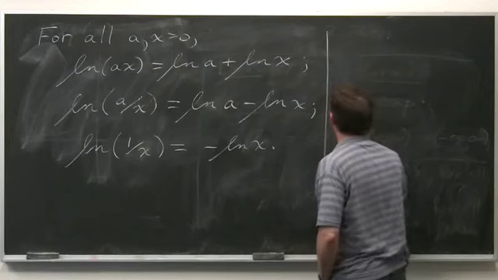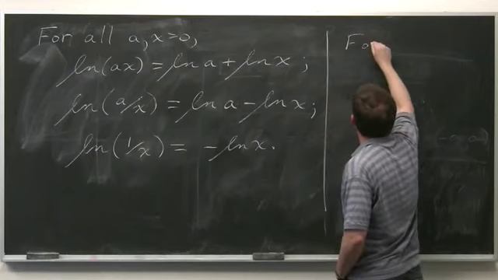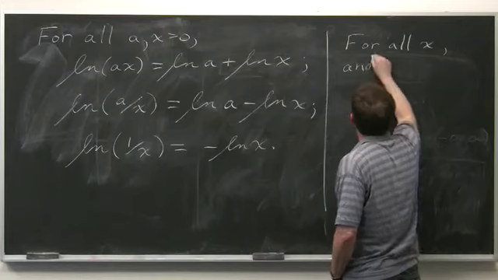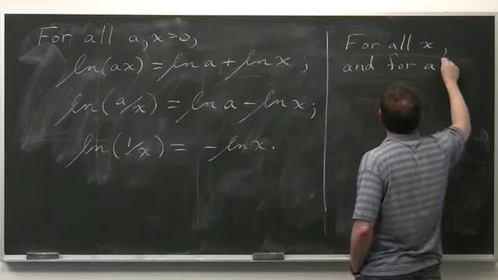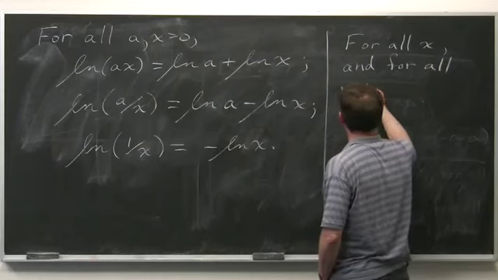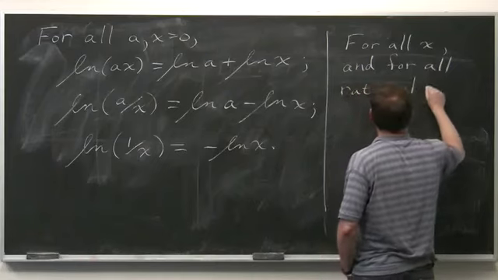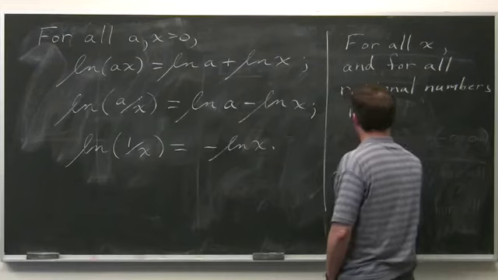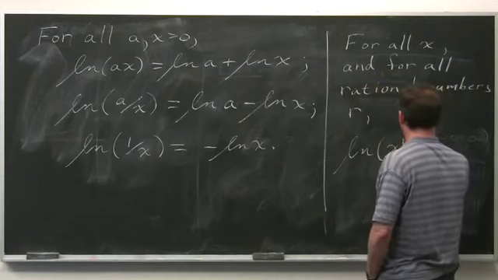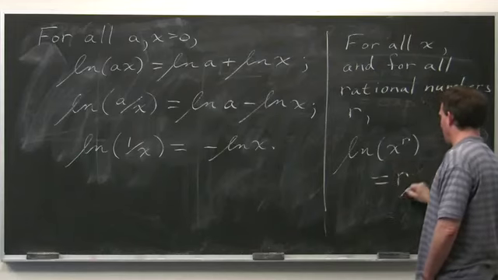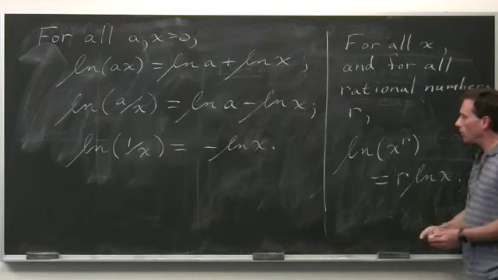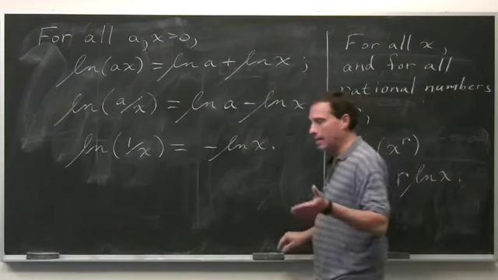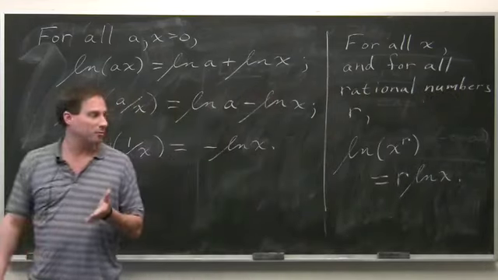And then there's, for all x and for all rational numbers r, the natural log of x to the r is r times the natural log of x. The natural log of something raised to an exponent, the exponent comes out as multiplication. These are properties that you should be familiar with from logarithms.